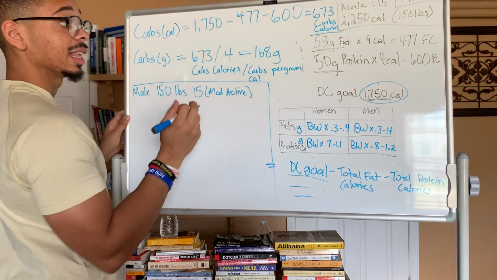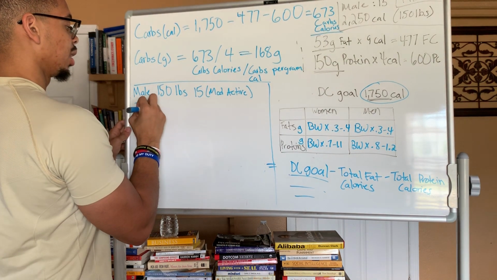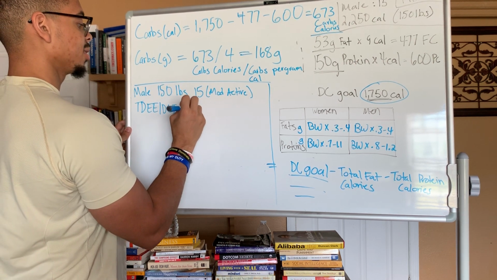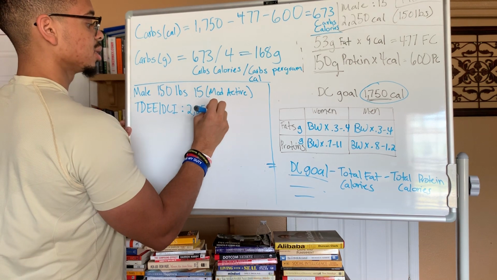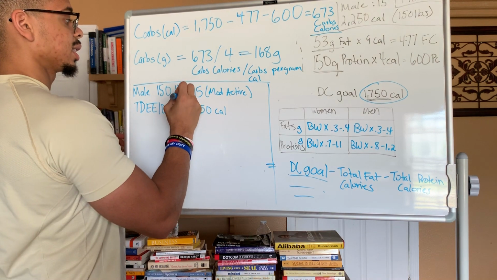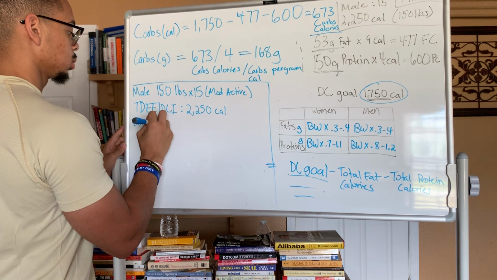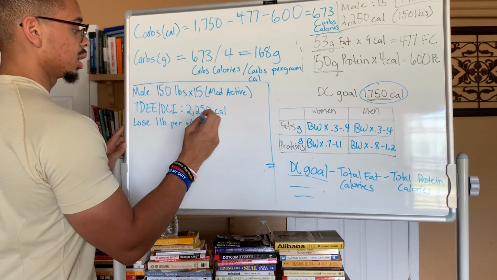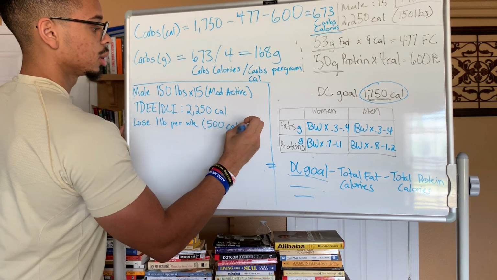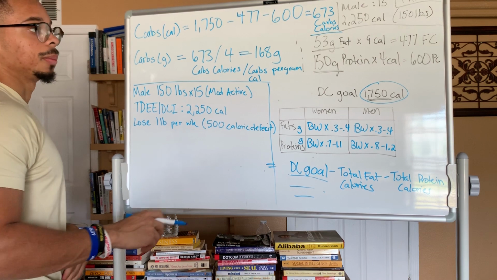and his goal, right? His TDEE, daily caloric intake, or total daily energy expenditure, which is how many calories he needs to consume on a daily basis, is 2,250 calories. How we got the number: we multiply his body weight times his activity level, and his goal is to lose 1 pound per week, which in other words is a 500 caloric deficit. Every 7 days he would lose 1 pound, right?